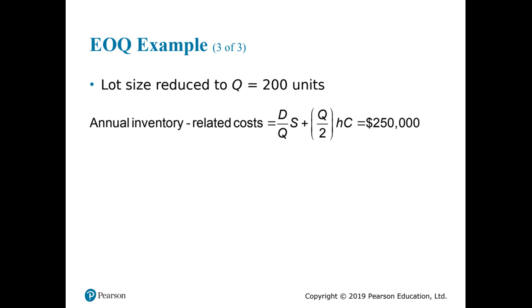So let's take this example in which the lot size reduces to, say, 200 units. Now the annual inventory related costs are going to be D divided by Q into S plus Q divided by 2 into HC, which will make it 250,000.